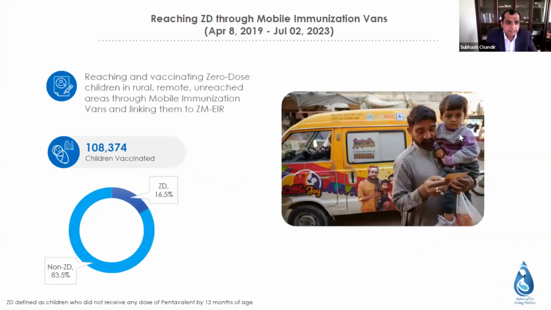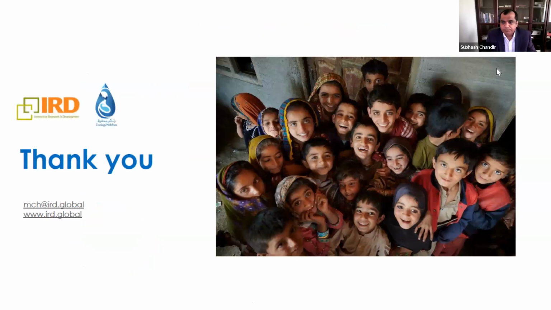Next slide, please. Another intervention is mobile immunization vans, which go to the high-risk or low-coverage areas in the communities and enroll children. What we have seen with this initiative in Sindh, Pakistan is that they have enrolled or vaccinated more than 108,000 kids, out of which 16.5% were zero dose. Next slide. Thank you.